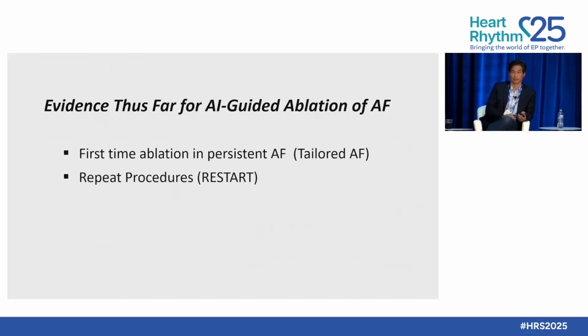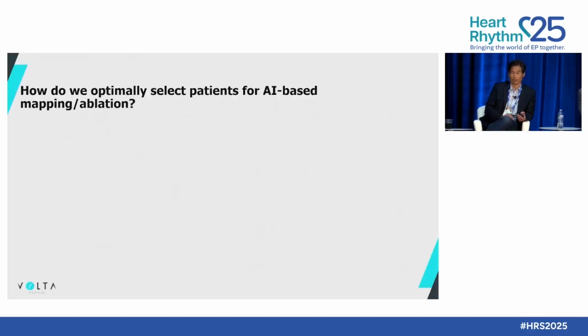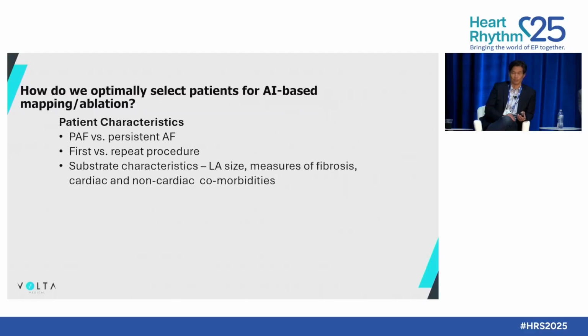So if you take that context, how do I think about what patients to select for this? When I was thinking about this, I came up with sort of a Venn diagram approach, and I'll get to that in a second. But you can think of potentially some of the patient characteristics that might influence your decision. Are they in PAF or persistent? Is it a first or repeat procedure? Do you have some measure of substrate characteristics like LA size, fibrosis measures, et cetera, comorbidities?